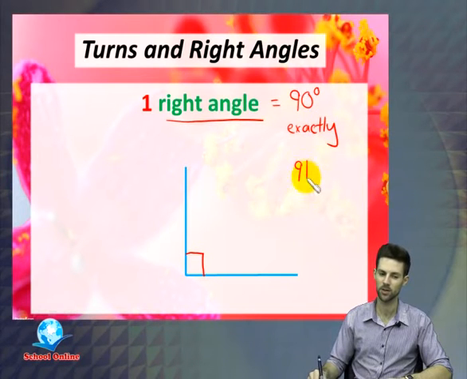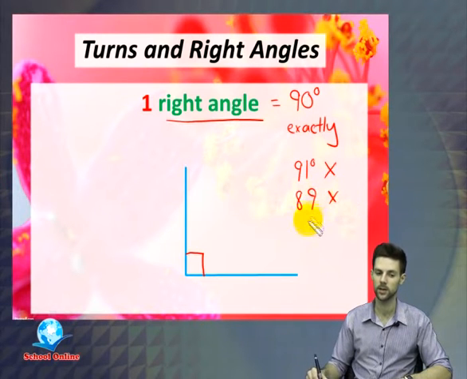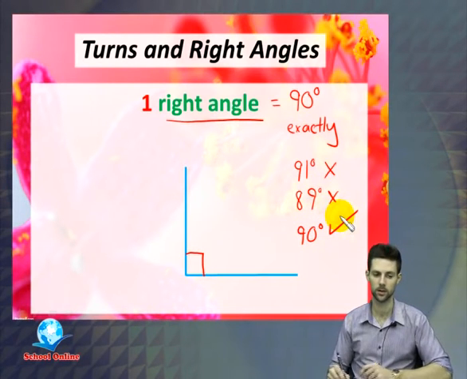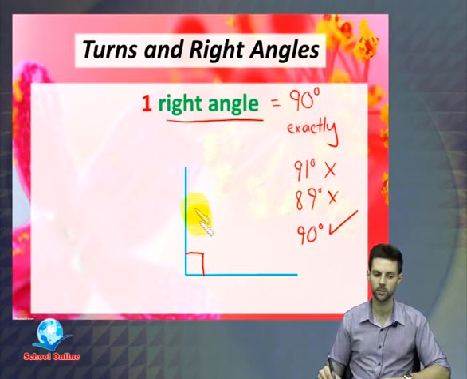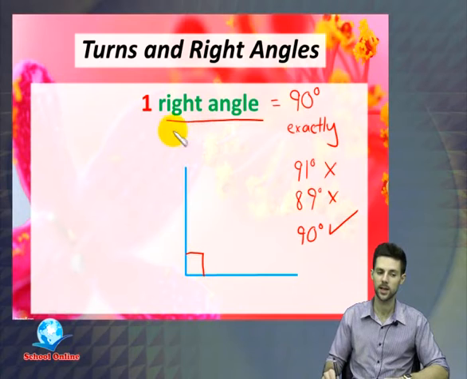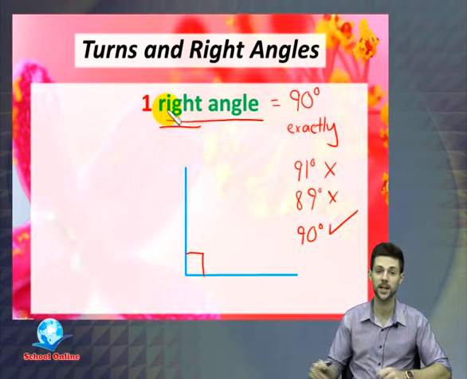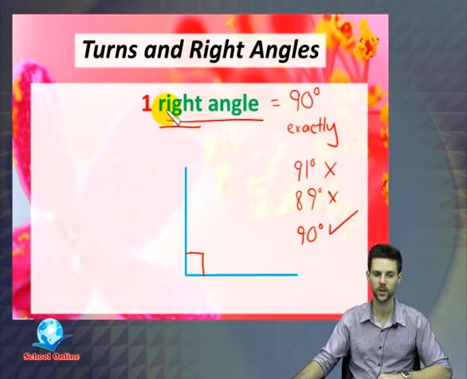If the angle is 91 degrees, it is not a right angle. If the angle is 89 degrees, it is not a right angle. It must be 90 degrees exactly for it to be a right angle. So here, we have a horizontal line and a vertical line that join, and the angle that creates is a right angle, 90 degrees. Or this is one turn.